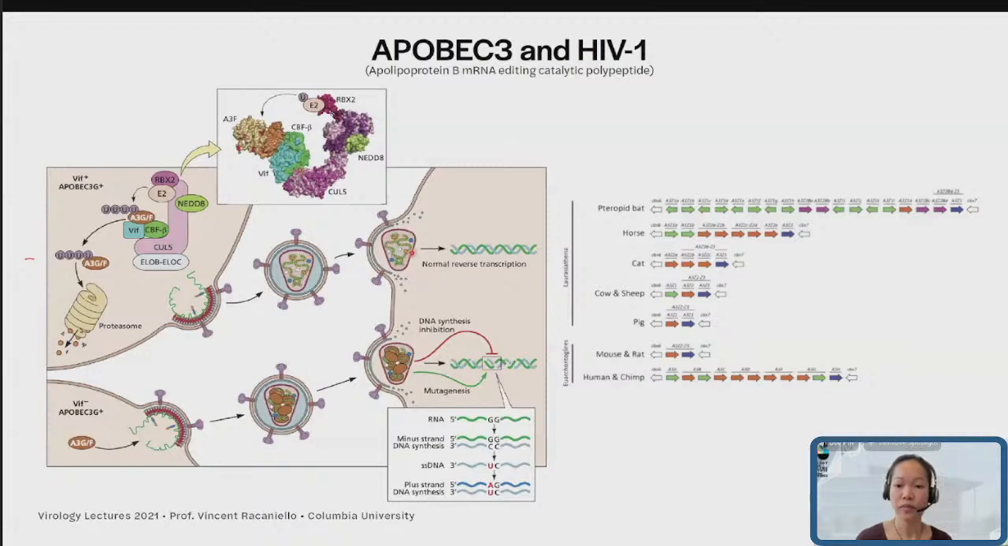APOBEC is not just one kind. Scientists saw that APOBEC evolved as a response of the host towards virus infection. You can see here on the right that different animals have different types of APOBEC, and the most types of APOBEC are in bats. That is very rational because bats are one of the animals with so many virus infections. So they have many APOBECs directed towards the different viruses that bats encounter. So really a very, very smart strategy of the virus.